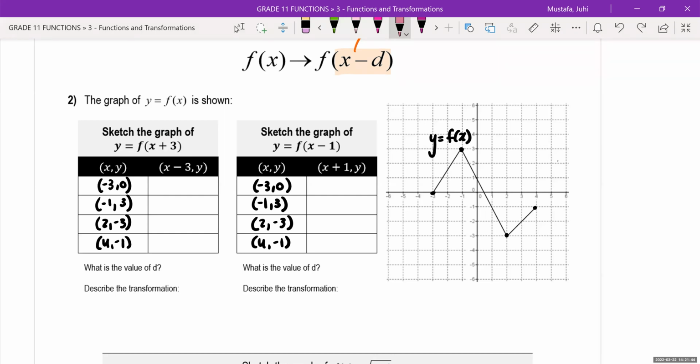Because there is no vertical transformation, the y values are unchanged. The y's will always stay the same, the x's will change. So -3 minus 3 is -6. -1 minus 3 is -4. 2 minus 3 is -1. 4 minus 3 is 1.